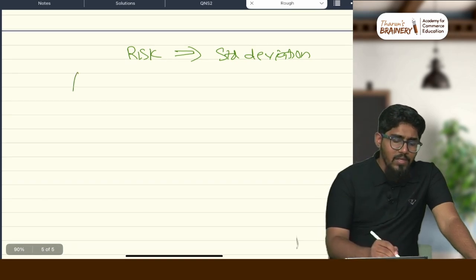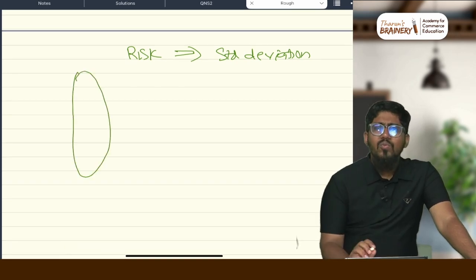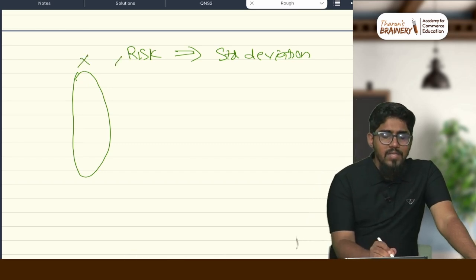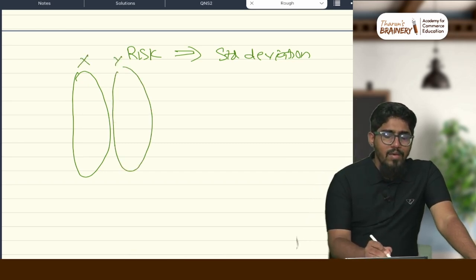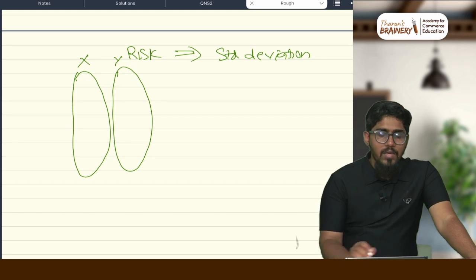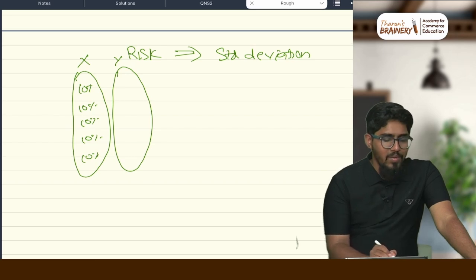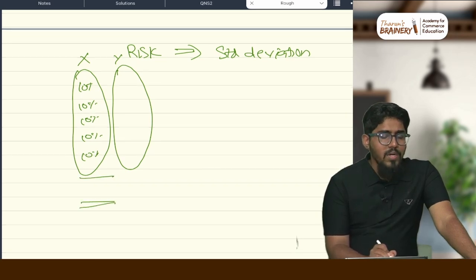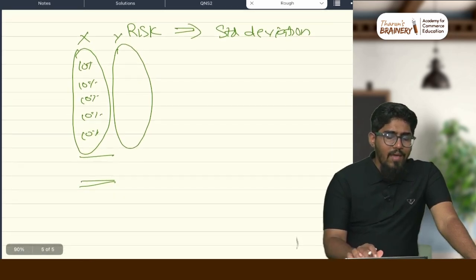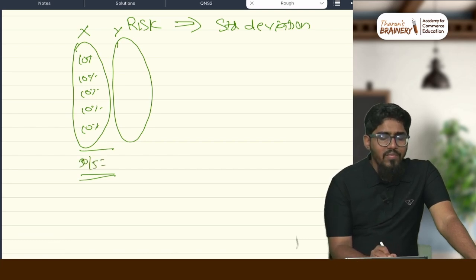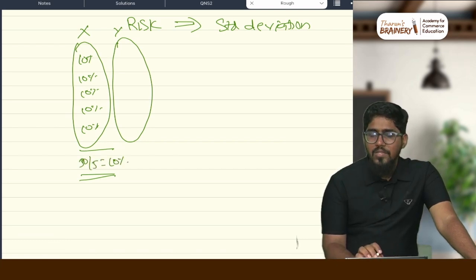Sir, you are earning so much return. See, I am not going into a lot of deep concepts. Suppose I have security X and security Y. Security X is giving me 10%, 10%, 10%, 10%, and then 10%. If I want to see my average return, it is 10 plus 10 plus 10, which is 50, divided by 5, equal to 10%.